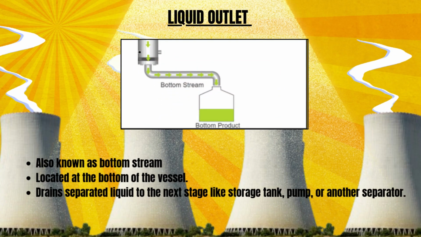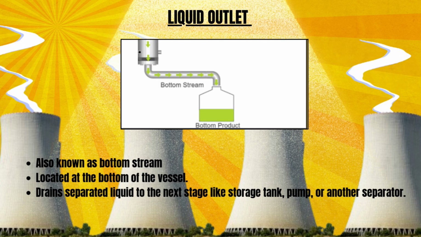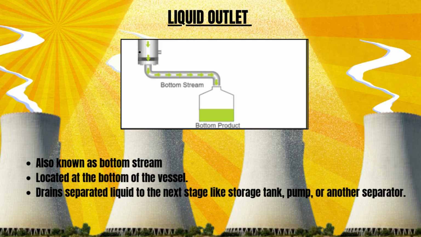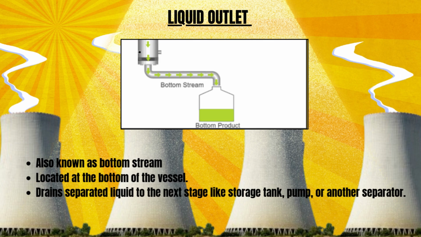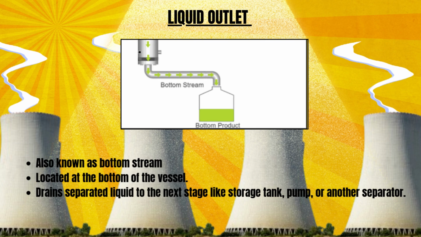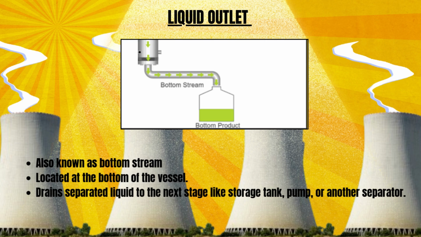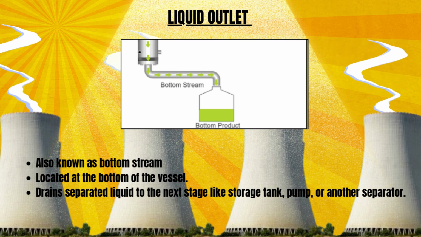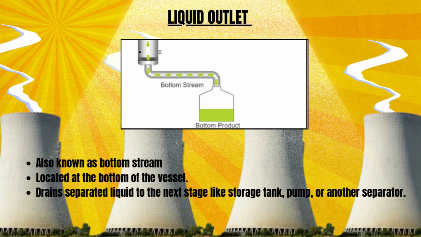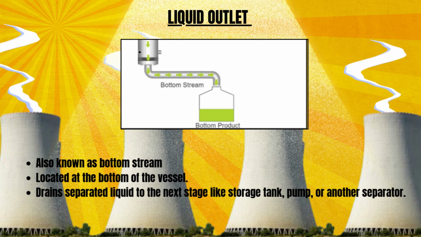From the same feed system, part of the mixture remains as liquid inside the flash drum. The liquid is richer in the less volatile component, the LVC, because it has a higher boiling point and does not vaporize easily. The heavier liquid settles naturally at the bottom of the vessel. It then leaves through the bottom outlet as the bottom product. So, in this flow path, feed enters, LVC stays as liquid, liquid settles downward, and finally the bottom product is collected.